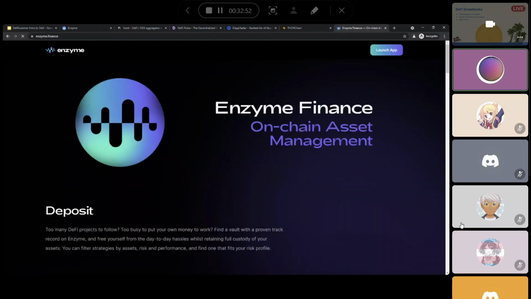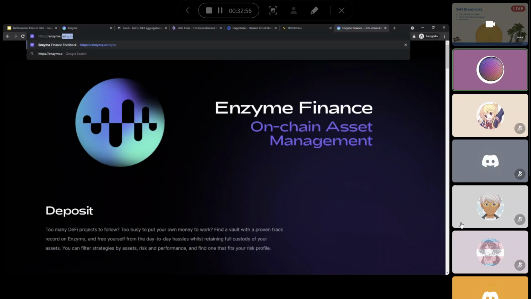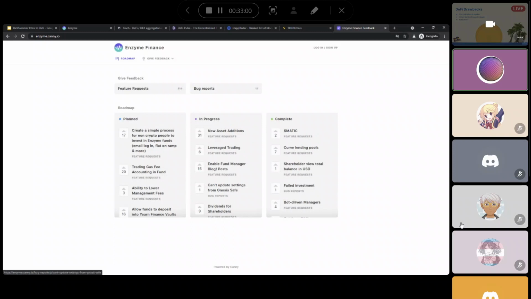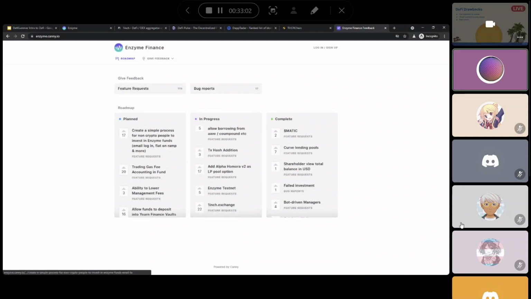Enzyme has a public ticketing system at enzyme.canny.io, so you can see exactly what they're working on, and that's what I like about DeFi. They're very transparent. You can put in your request and see what's going on. You're going to be able to transfer shares.